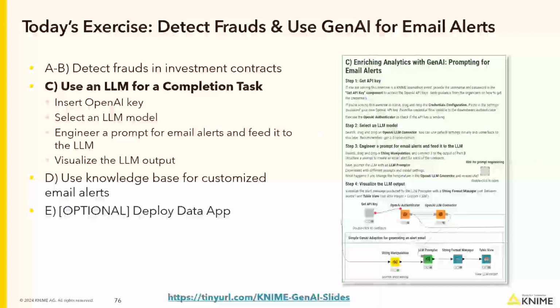In C, we're going to prompt an LLM for the creation of sort of vanilla email alerts. We're going to be able to access, for people that are on site, free OpenAI keys for that. You can select a model. You can play a little bit with different hyperparameters of the model, see what you get. You will have to engineer your prompt, of course, and provide it to the model. And we also would like you to visualize the output of the LLM.